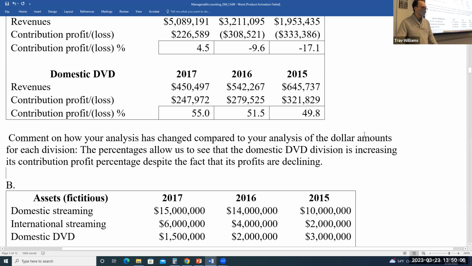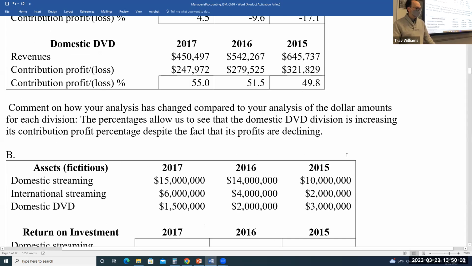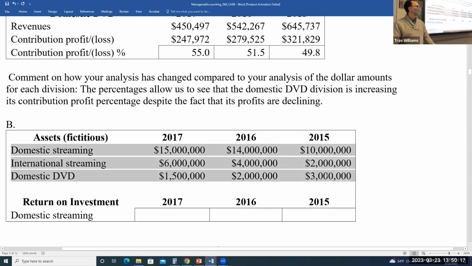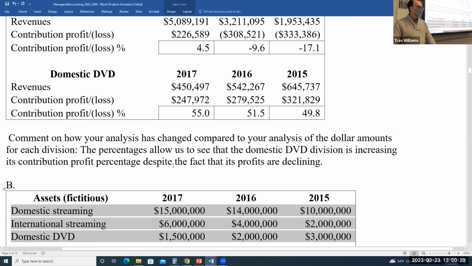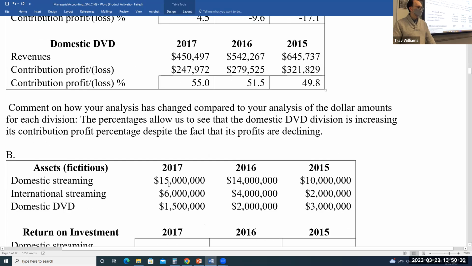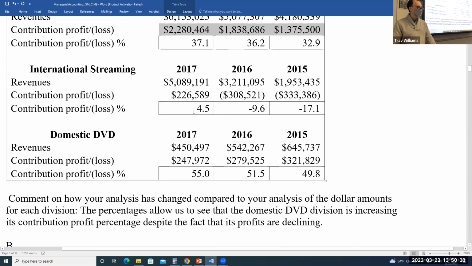Okay, so for part B, we are going to do a return on investment analysis. So the assets that are given to us here is the investment for each division and each year. So those are assets that are being invested into the division. So what we need to do is take the return, which is the profit from part A, divide it by the assets from part B.